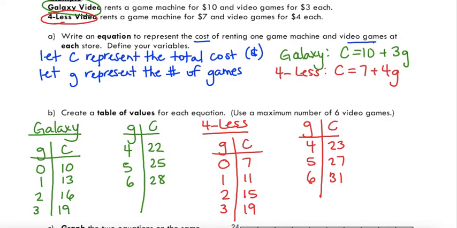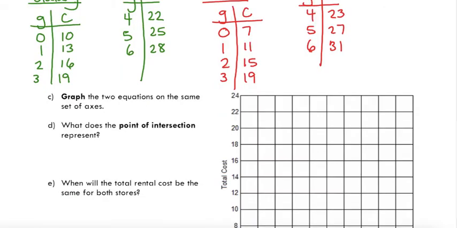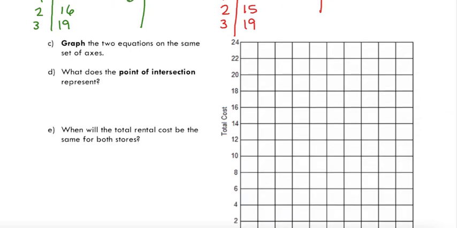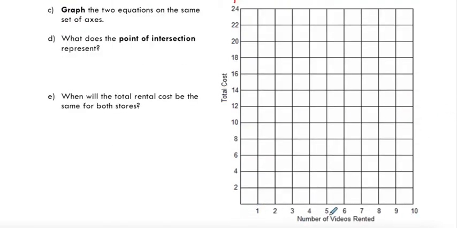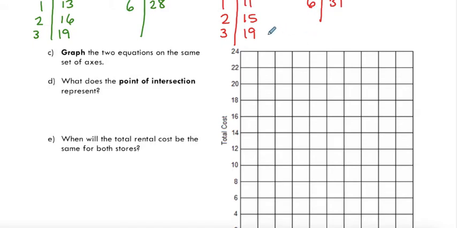Okay? All right, so let's take a look at graphing this now. Anytime I'm graphing, I need to make sure that I have my X axis labeled. So this is the number of video games rented. I have the total cost, that's my Y. So the number of video games along the bottom, the total cost along the side. I also want to give my graph a title. So I'm going to call this video game rentals.